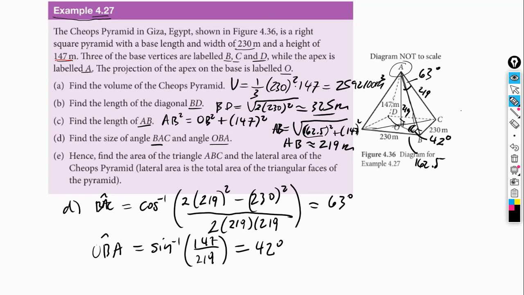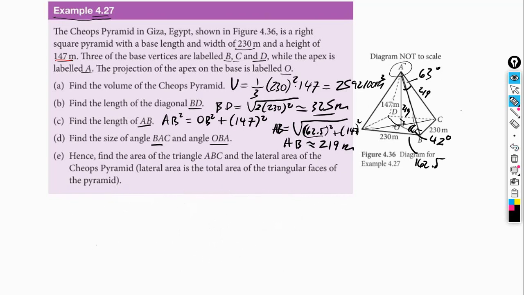Okay, so I'm going to erase a little in order to solve part E. So for part E, it says, hence, find the area of triangle ABC and the lateral area of the Cheops pyramid. And it says the lateral area is the total area of the triangular faces of the pyramid. So that would be 4 times the area of triangle ABC. For this, we can use that rule.